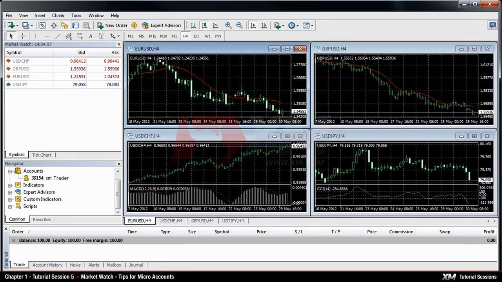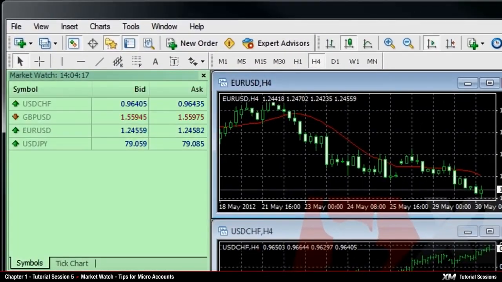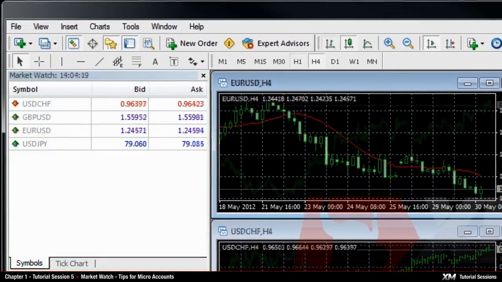Chapter 1. Market Watch – Tips for Micro Accounts. This tutorial is dedicated to micro trading account holders. You can see the Market Watch window at the top left side of the application.